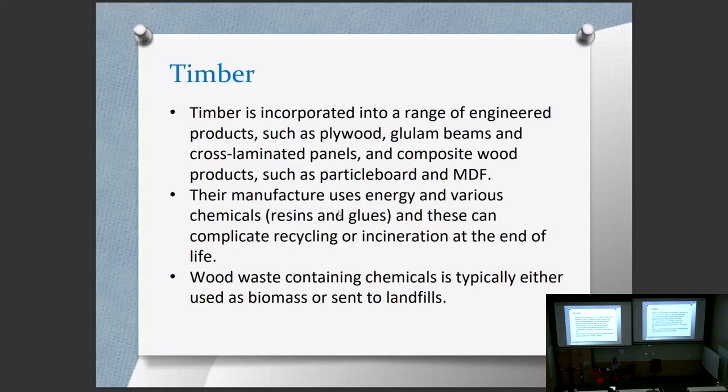So these processes can complicate the recycling or incineration at the end of its lifetime. Because of these chemicals, recycling these kinds of engineered products may be a little bit difficult. So wood waste containing chemicals is typically either used as biomass, just burn it, or just sent to the landfill.